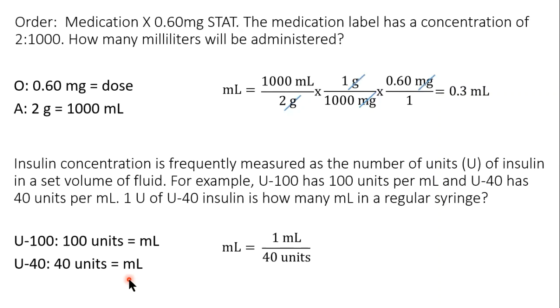So 1 milliliter over 40 units times a unit is 1 syringe. So 1 over 40 is 0.025 milliliters, and if we round, it comes up to be 0.03 milliliters. Any questions?